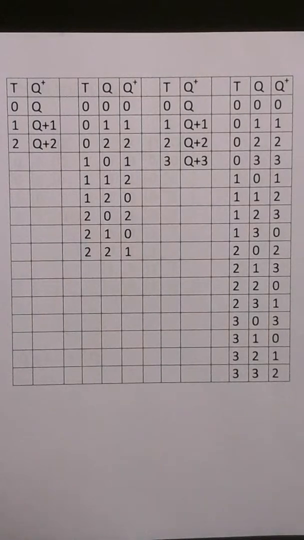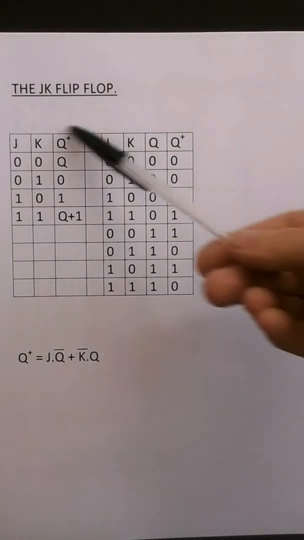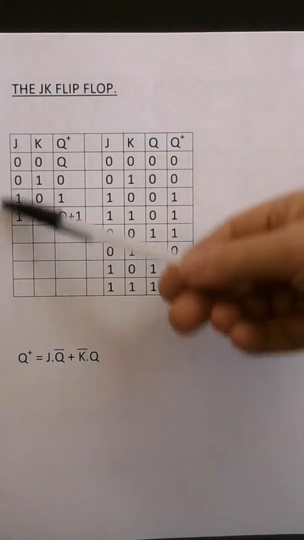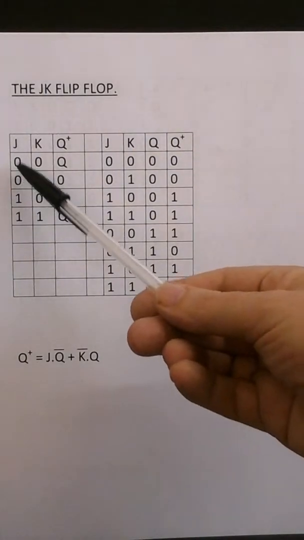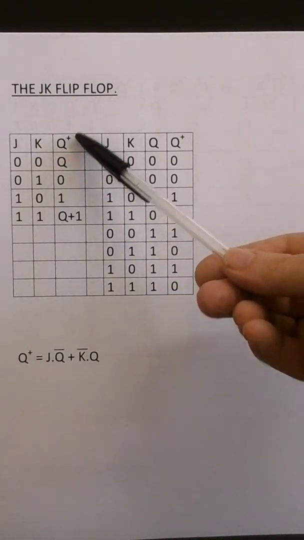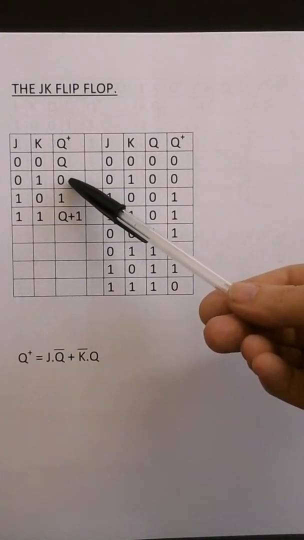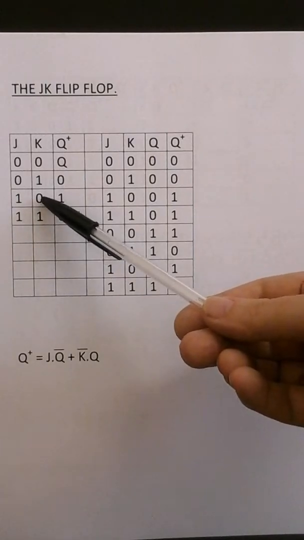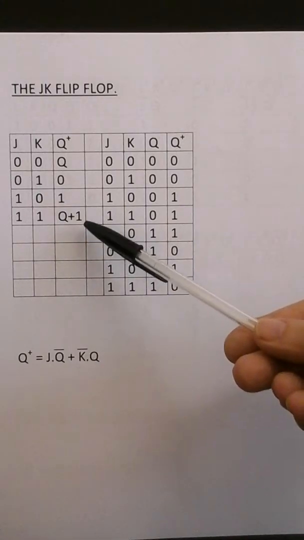So now we're going to move on to the JK flip-flop. This is the binary JK flip-flop, and we can see the short form truth table and long form truth table here. When J and K equal 0, Q plus, which is the value of Q after the clock is applied, is Q. J equals 0 and K equals 1 gives a 0. J equals 1 and K equals 0 gives a 1. J equals 1 and K equals 1 gives Q plus 1 modulo 2, which is not Q.